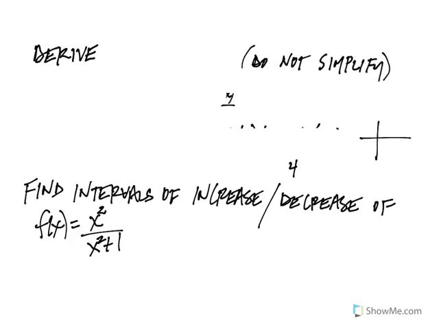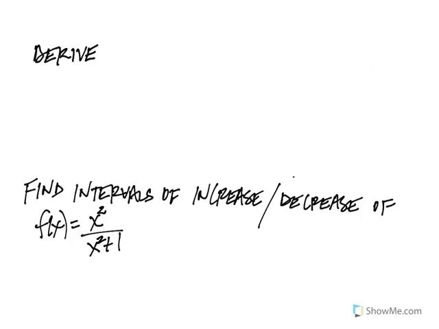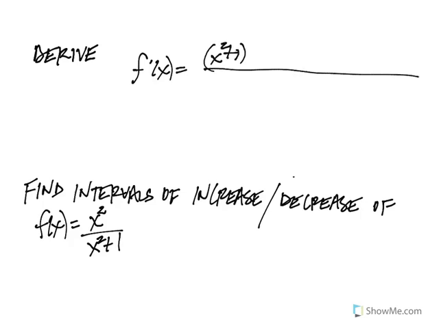All right, so what I'm looking for, intervals of increase, decrease. Increase, decrease implies slope, which means I need critical numbers. To find critical numbers, I'm going to derive. So I've got f prime of x. I'm going to use the quotient rule. So I've got low d high minus high d low. This is all over the square of the denominator.